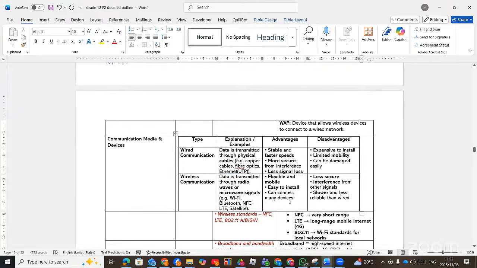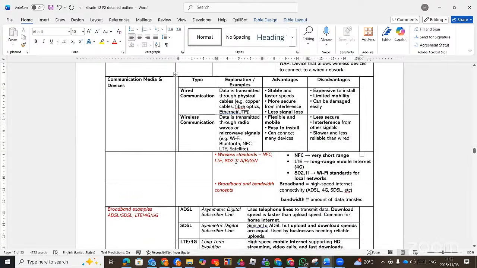Right. And then the wireless standard 802.11 stands for the wireless communication network, Wi-Fi standard. So whenever you see 802.11, that means wireless protocol. It can be in a theory question or they can ask you to define it. They can ask you to explain the ABGN. It is not examinable. These are the speeds, but they cannot ask you to define them. And NFC and LTE, we have talked about it. LTE is a long-range mobile internet for 4G.